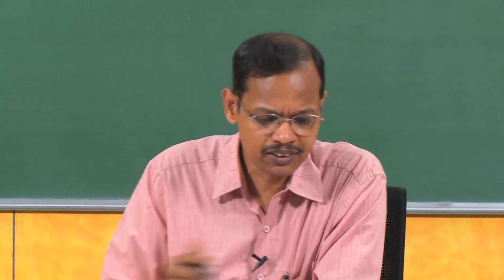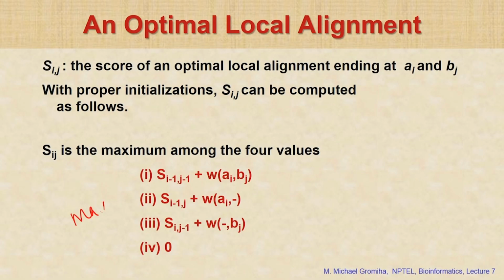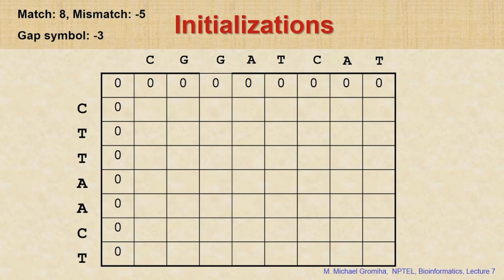So, now the condition is the maximum of these 4 options. One is S(i-1, j-1) diagonal, right, go through diagonal lines, with A and B with respect to match and mismatch. The second one is the gap, third is also gap, insertion and deletion, and the last option they give 0. So, if we have this same sequence, I give a sequence, first initialization, because there are no negative values, so put as 0, right. What will come here?